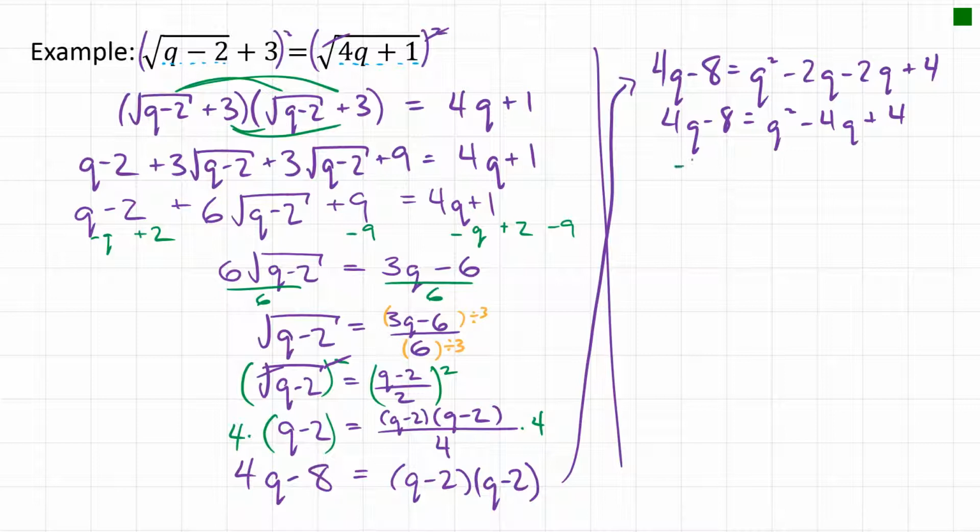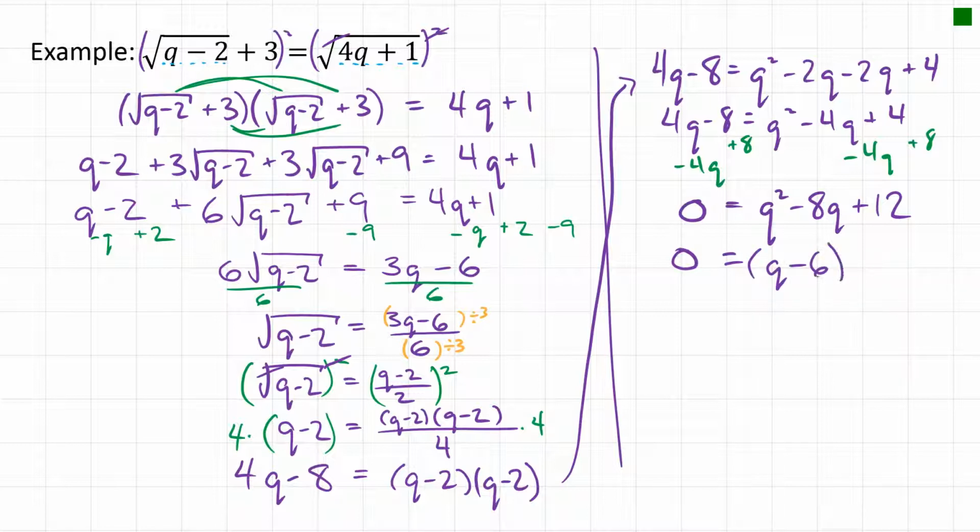This is a quadratic, so I collect my like terms. Minus 4q plus 8. And I'm left with 0 on the left-hand side, and I have q squared minus 8q plus 12. And I can factor this, so I have 0 equals q minus 6 times q minus 2. So I have two potential solutions, either q equals 6 or q equals 2. So there we go. This is a long problem, requires a lot of precise mathematics.